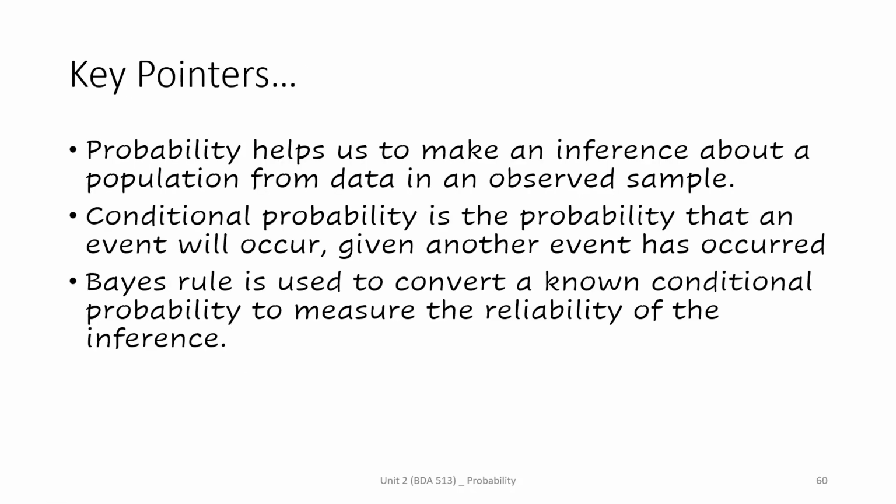So wrapping things up, probability helps us to make inferences about a population or data in an observed sample. And conditional probability is the probability that an event will occur, given that another event has already occurred. And then Bayes' rule is used to measure the reliability of the inference, or it helps us to get to other things that we don't know by measuring the probability of that.